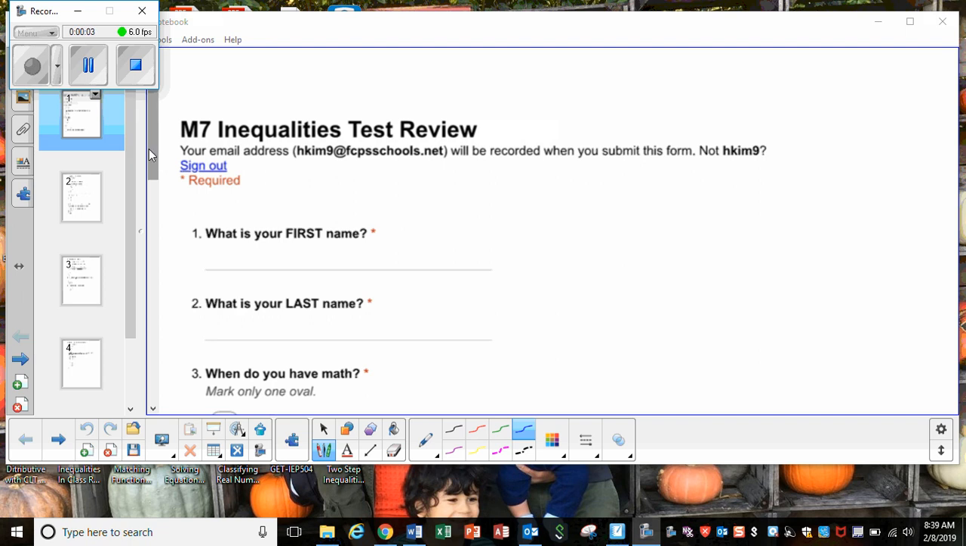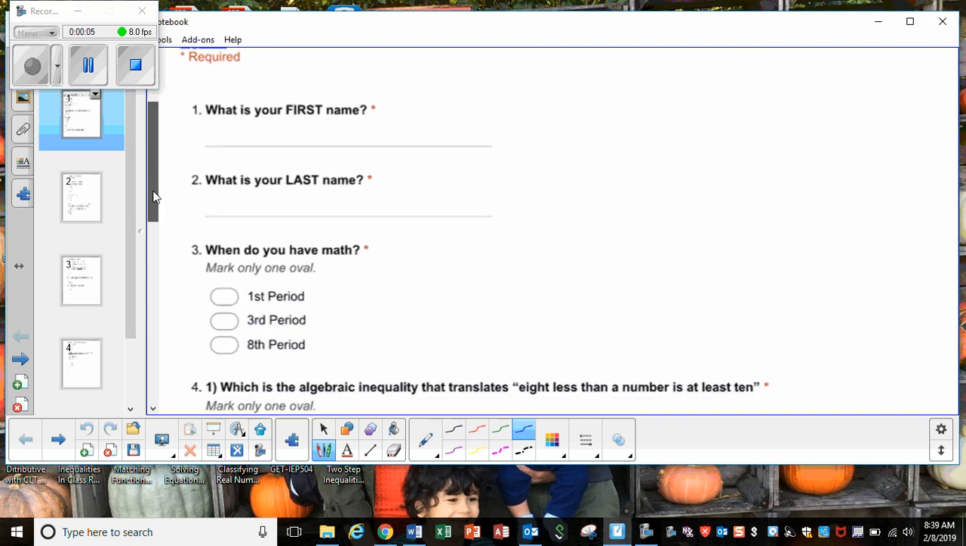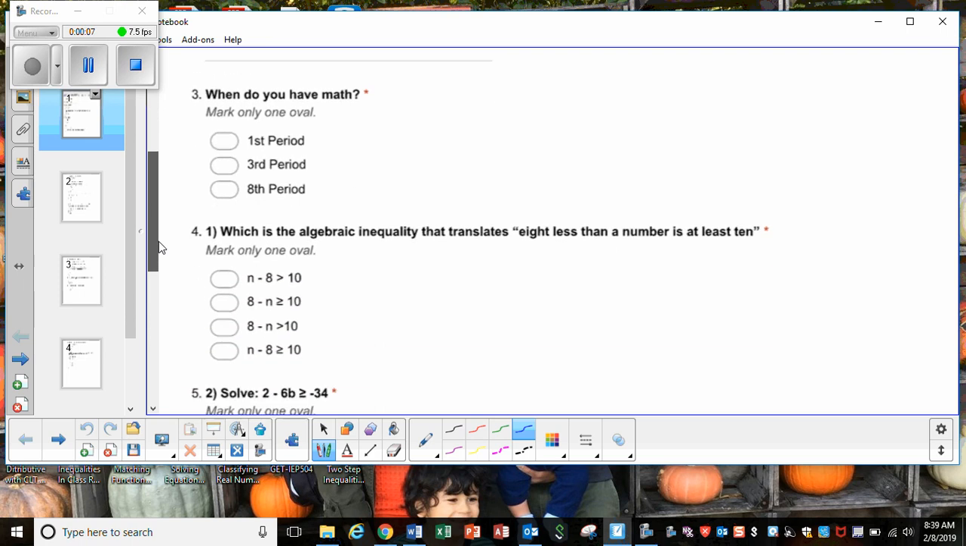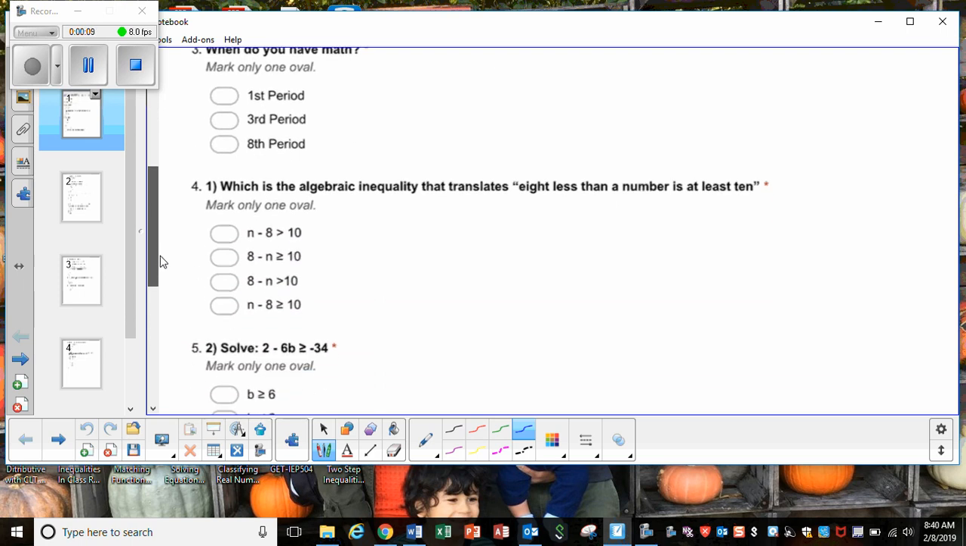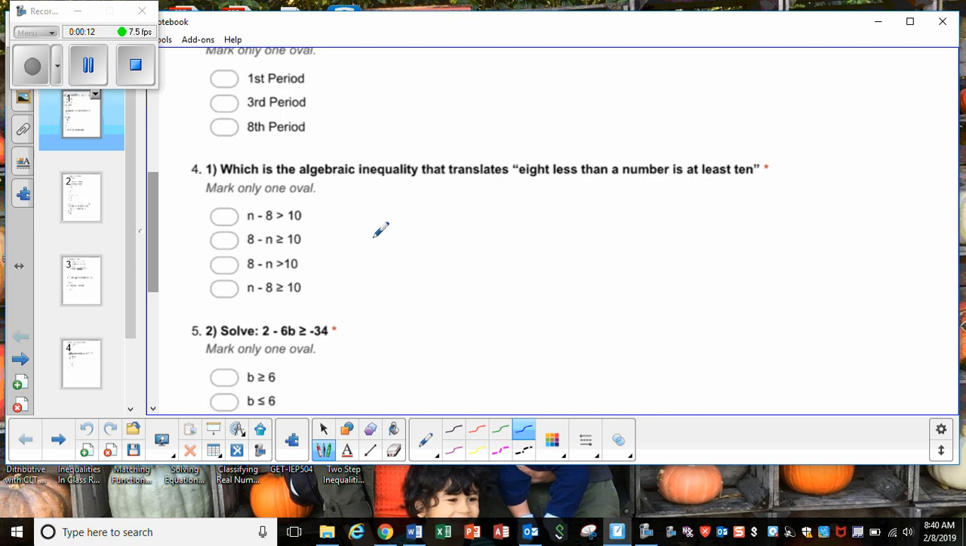All right, so I am going to go over the inequalities test review. Okay, so question number 1, which is an algebraic inequality that translates 8 less than a number is at least 10? So the first thing I would do is I would circle that is at least 10.